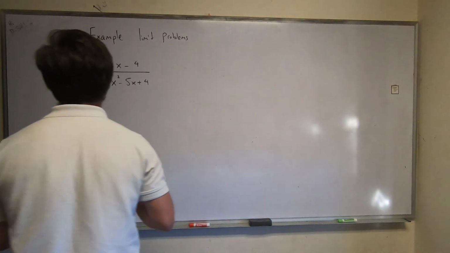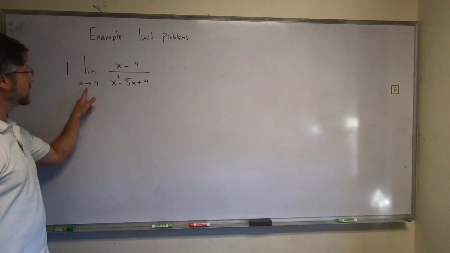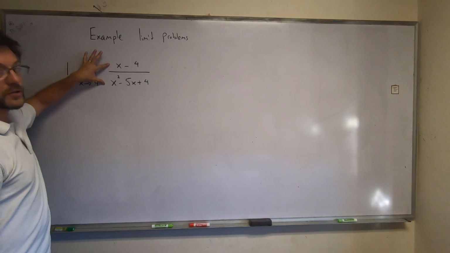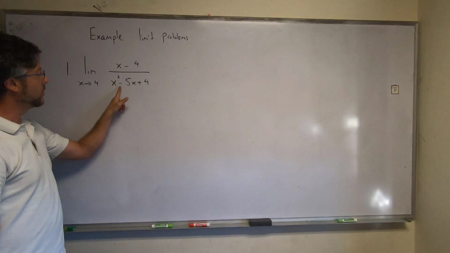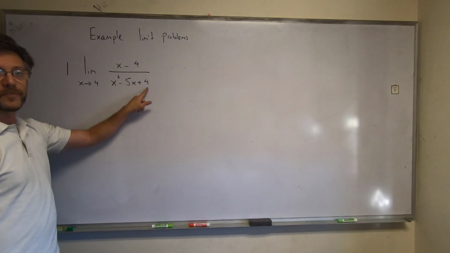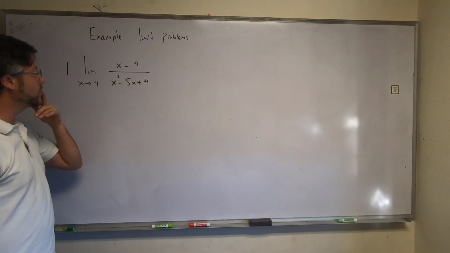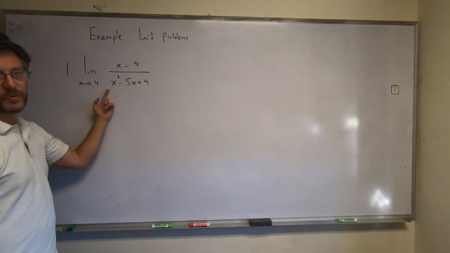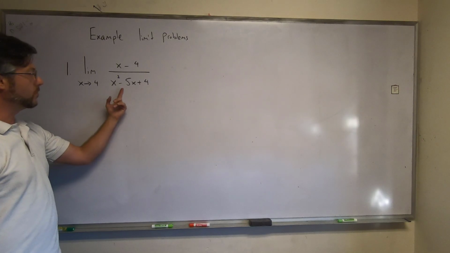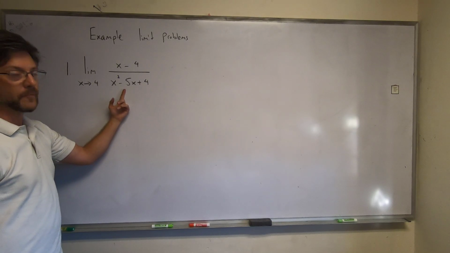So in this problem, we are asked to find the limit as x approaches 4 of this quotient function, x minus 4 over x squared minus 5x plus 4. All right, so the first thing that we should do is actually verify that there is a problem when we try to plug in the value x.